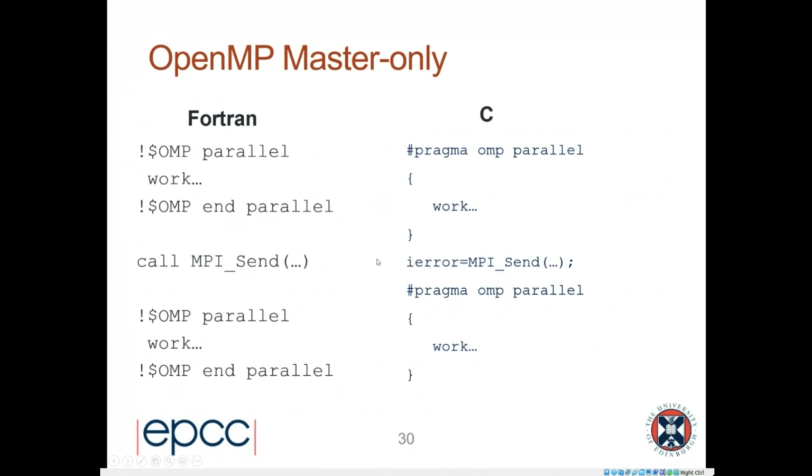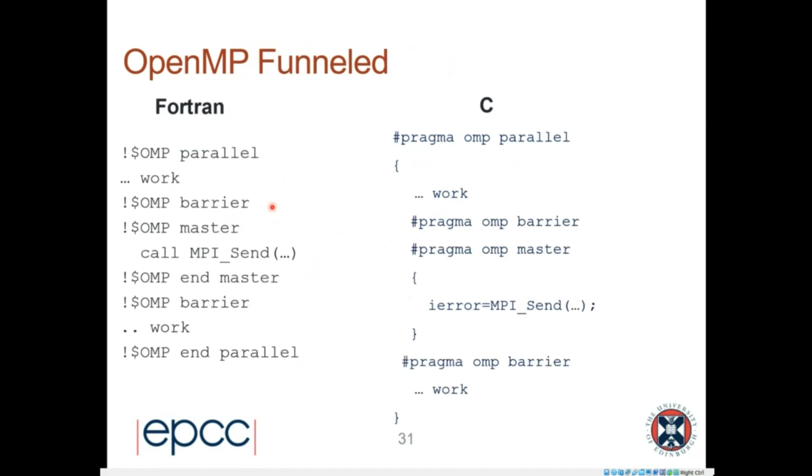So the master only is basically you parallelize your work loops, and then you have a separation between communications, which is done serially on the master thread, and calculation. So basically you just use OpenMP to make the calculation go faster. But as I've said, the difficulty about this is you actually have to put OpenMP in everywhere for various reasons.